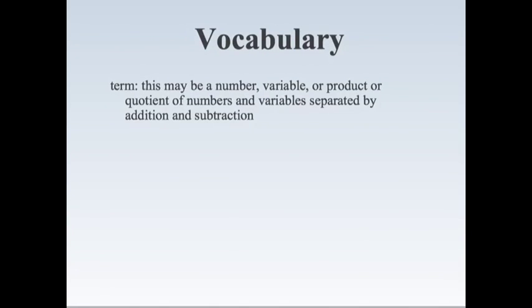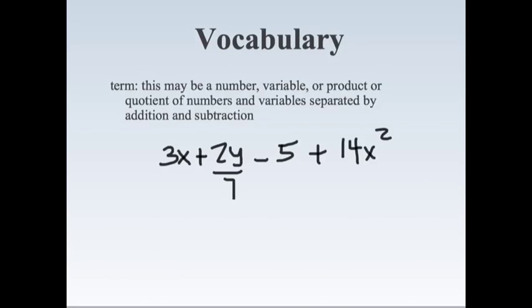The idea of a term is really specific, so I want you to pay attention to the example. The written definition is helpful, but not as helpful as a physical example. So if I have an algebraic expression, such as 3x plus 2y divided by 7 minus 5 plus 14x squared, I would like you to know that a term refers to a whole grouping of these numbers. So let's use a different color really quickly. I'm going to circle my terms in red. So this is a term.